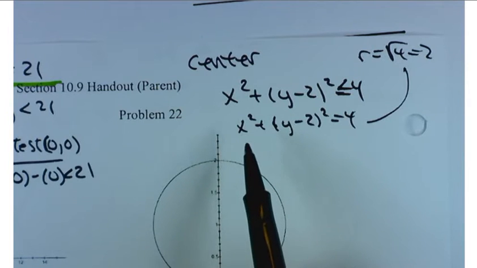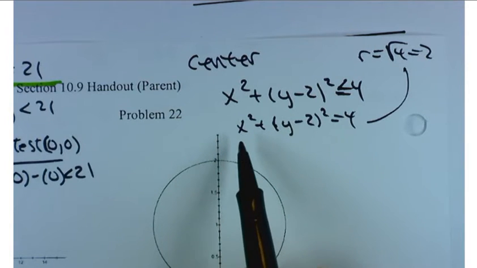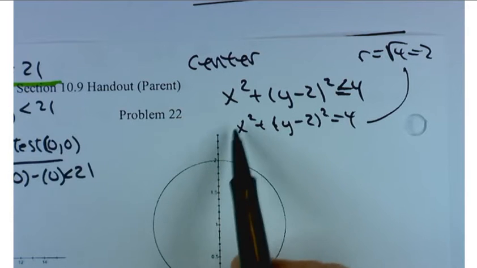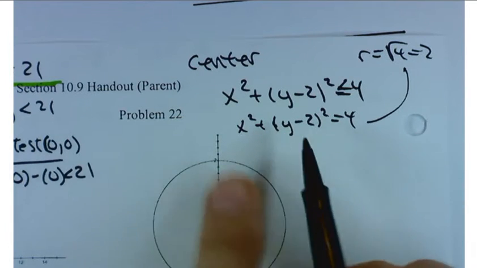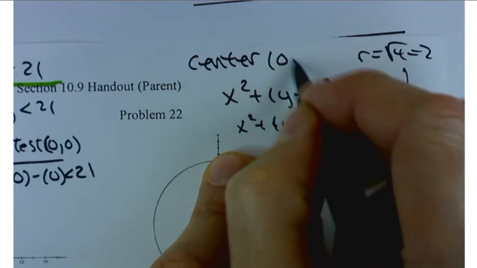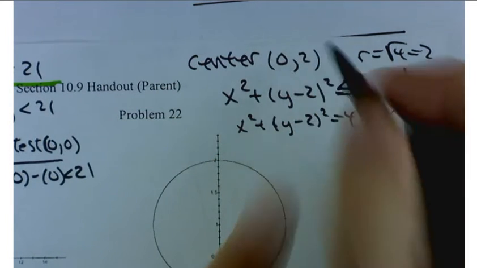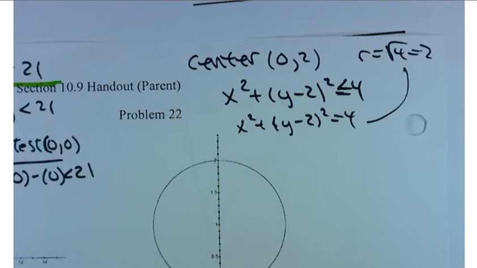Yes. So as far as the coordinates of the center are concerned, you want to make this term equal to 0 and this term equal to 0. The first term is equal to 0 when x is 0. The second term is equal to 0 when y equals 2.